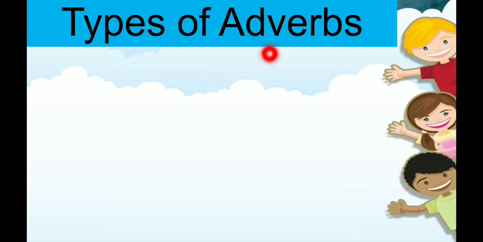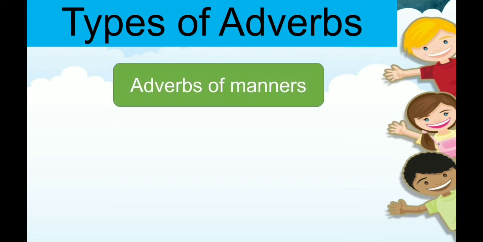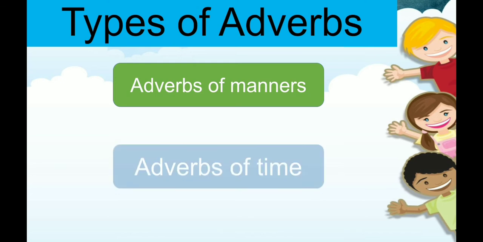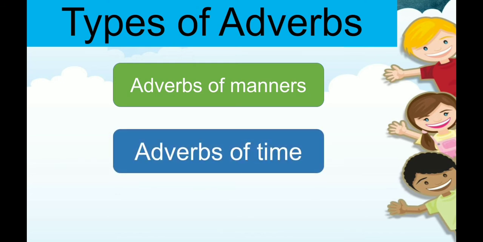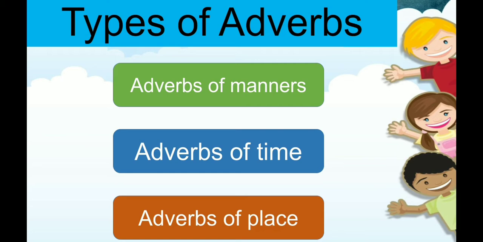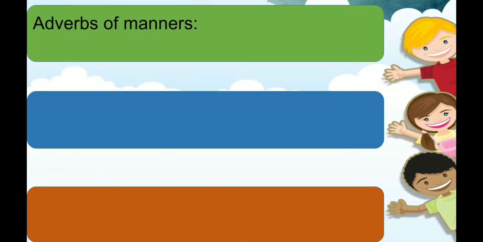There are 3 types of adverbs: adverbs of manner, adverbs of time, adverbs of place. Let's see these types of adverbs one by one. Adverbs of manner. Adverbs of manner describe how the action is done. That's why it is called adverbs of manner. Okay?